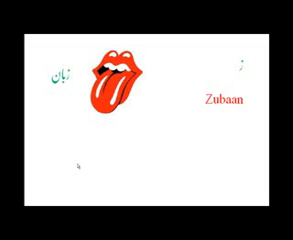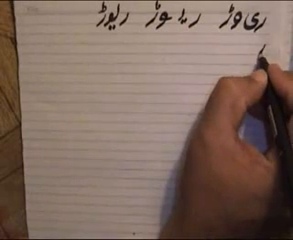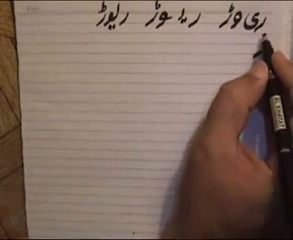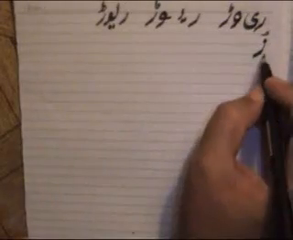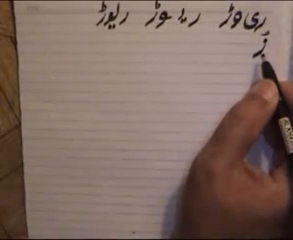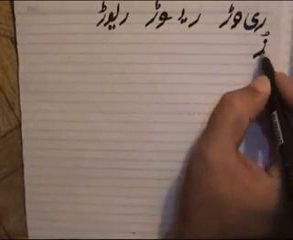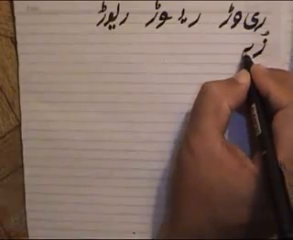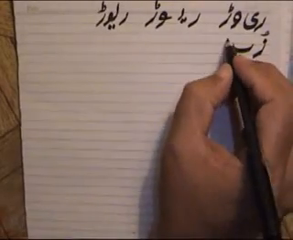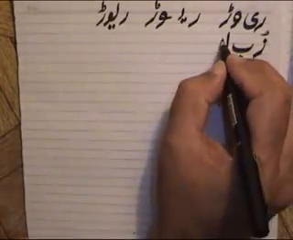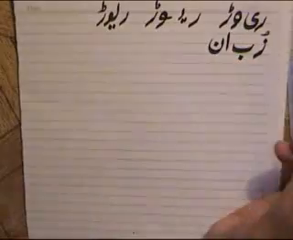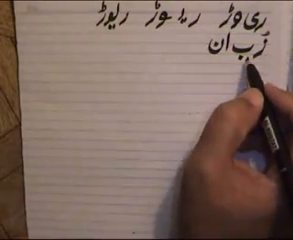Ze, zuban, tongue. Zu, actually it is Zu sound, Ze pesh, Zu. It is not Zaban, it is Zuban, Ze, and then Be, and Alif, and Noon. Zuban.